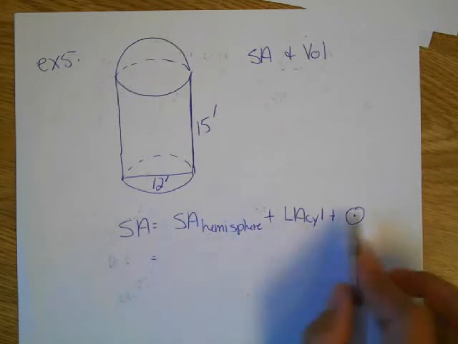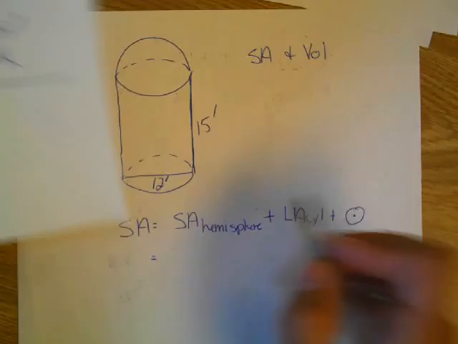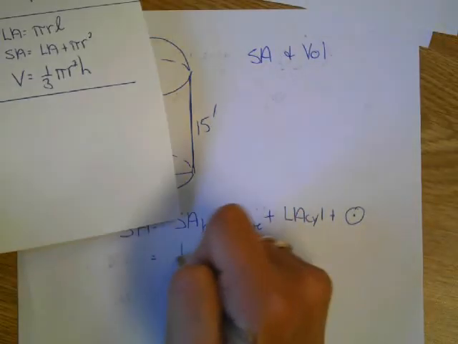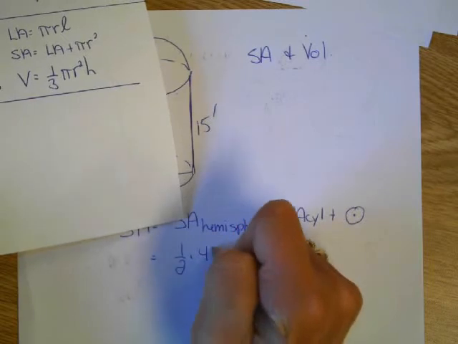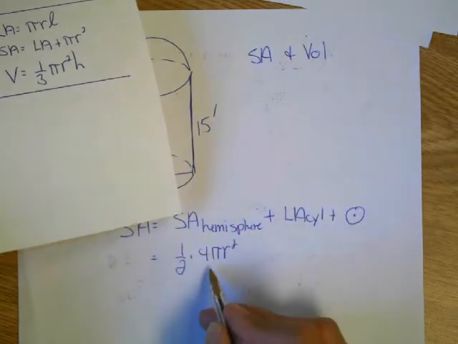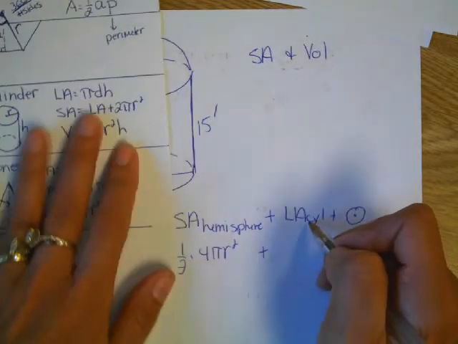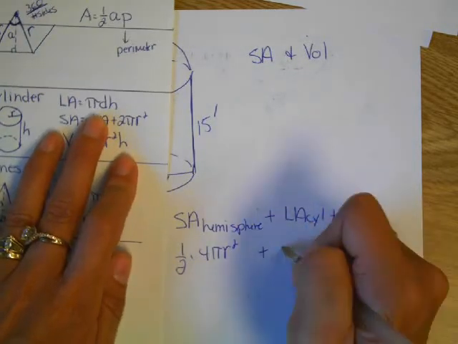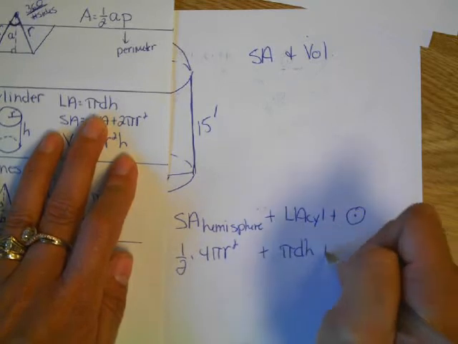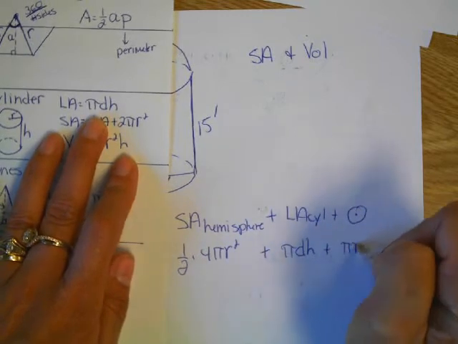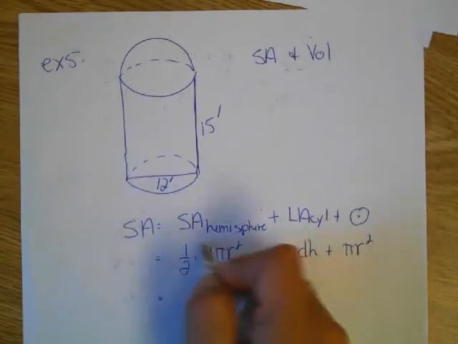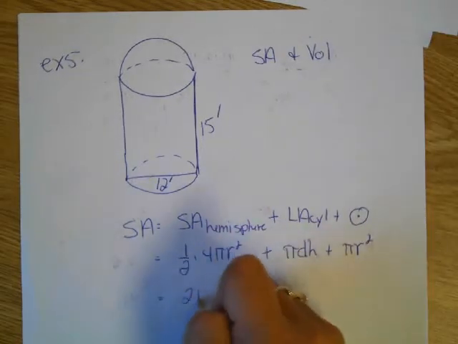If you take your time to write out your plan, go to your sheet. We're doing surface area sphere. So it's half of 4 pi r squared. You could just put 2 pi r squared there. The lateral area of a cylinder is pi d h. And the area of a circle is pi r squared. Okay. So I'm going to make that a 2.